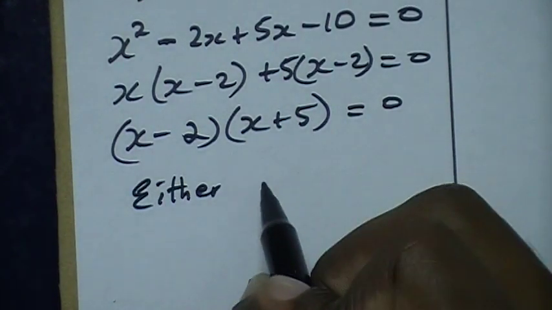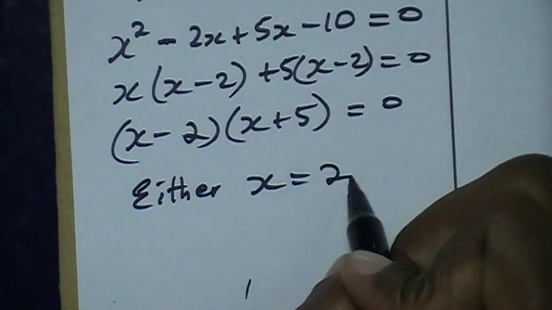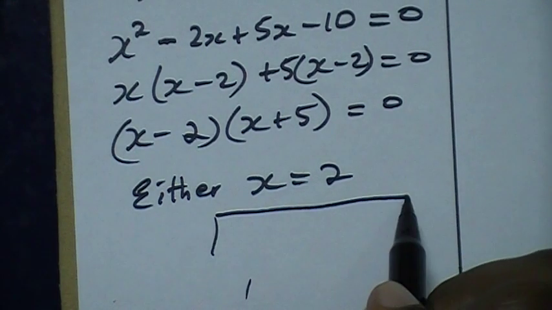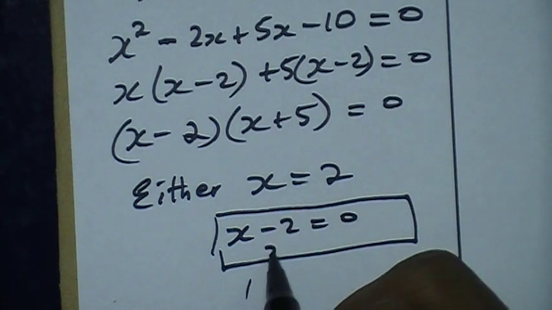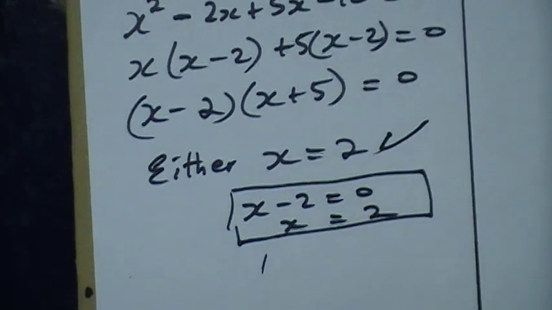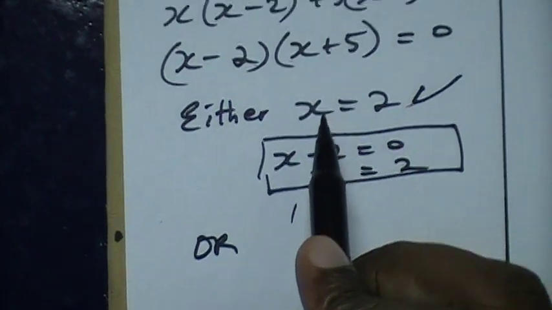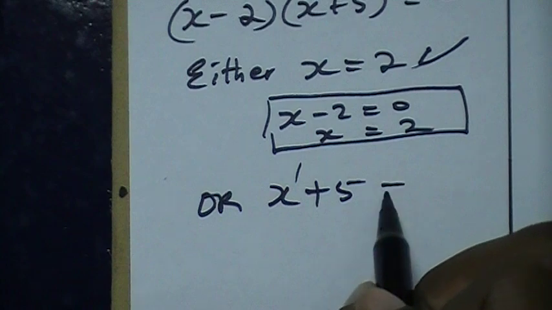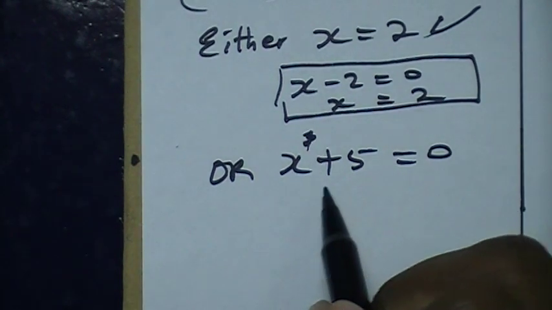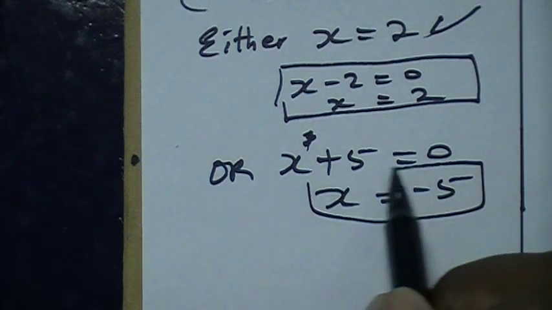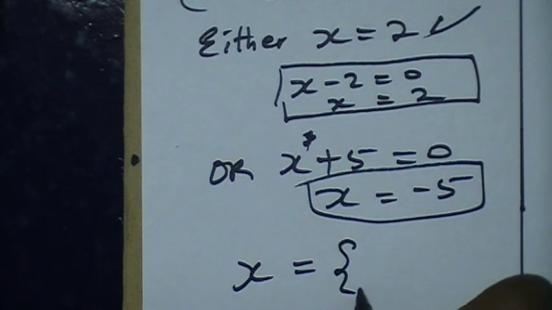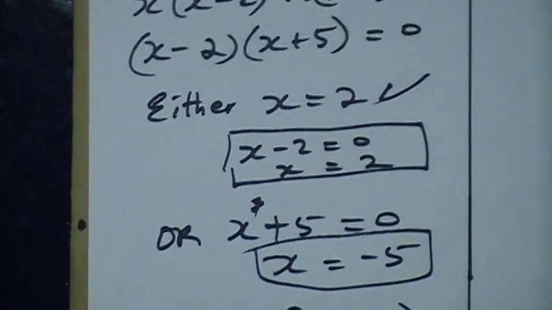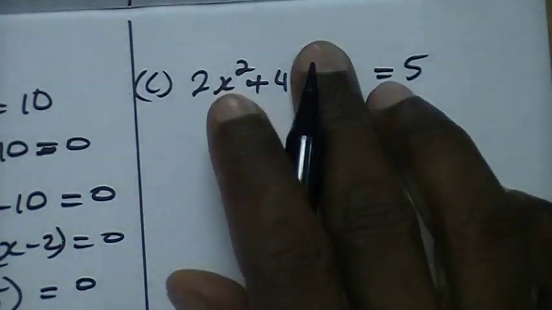Either x is equal to positive 2. Alright, put 2 there, it can become 0. So that should be easy. Right, if you want to work it out, or positive 5, so it'd be negative 5. Let's check it out. Subtract 5 from both sides. Solution set to a negative 5. This one over here now.